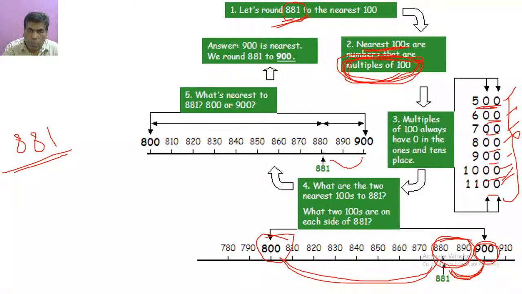Because only two, it is very near to 900, and far away from 800. So the answer is 900.